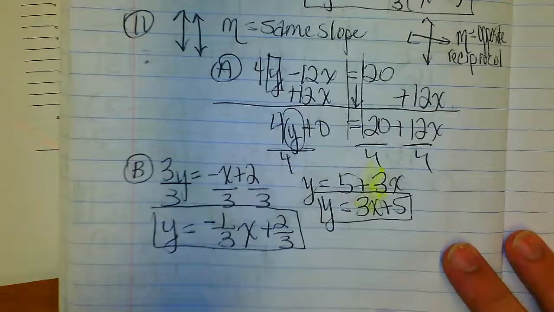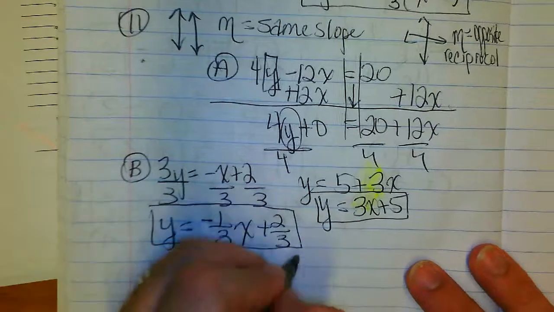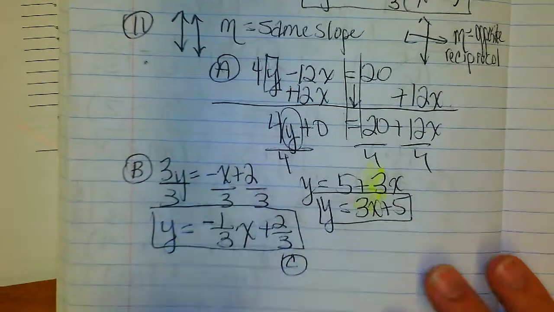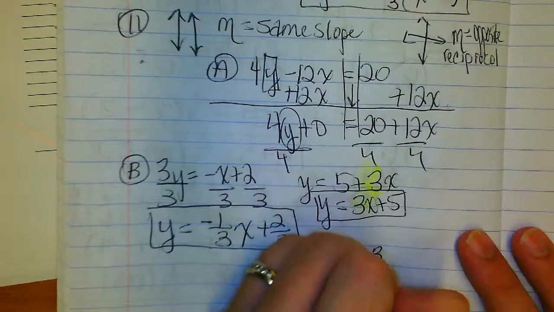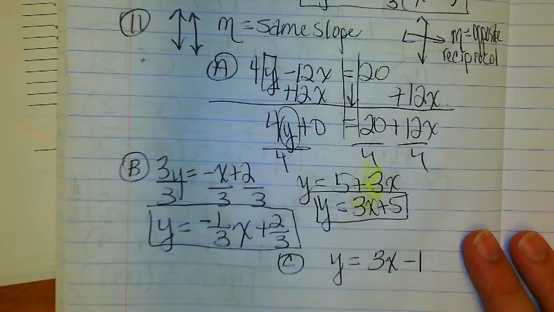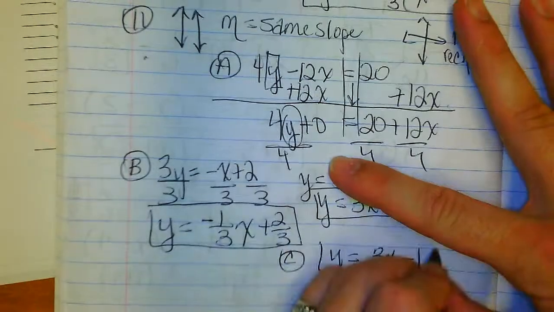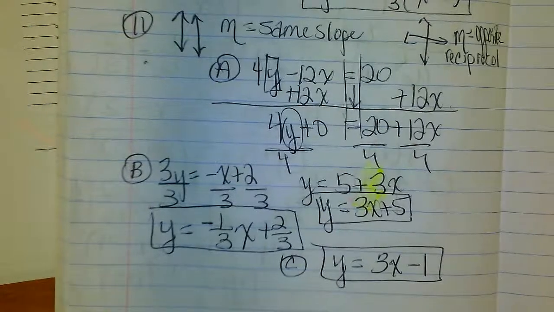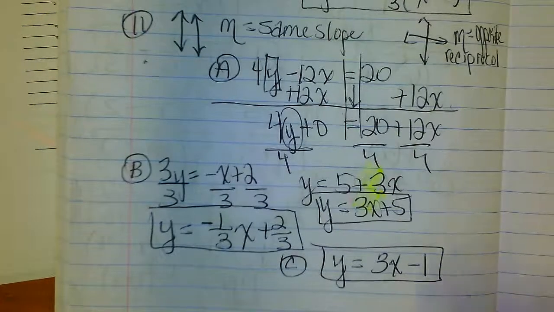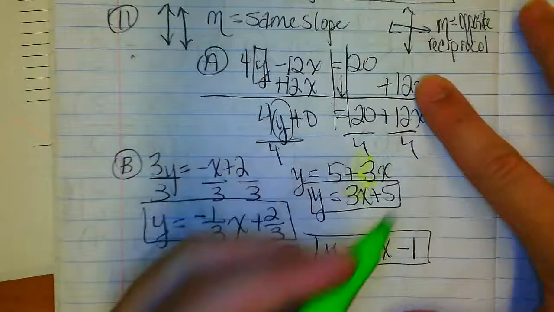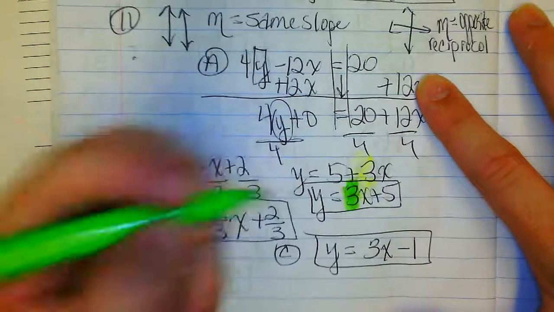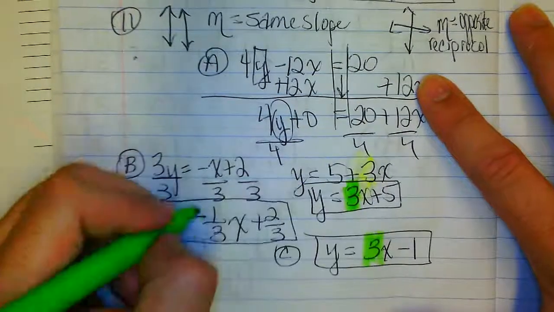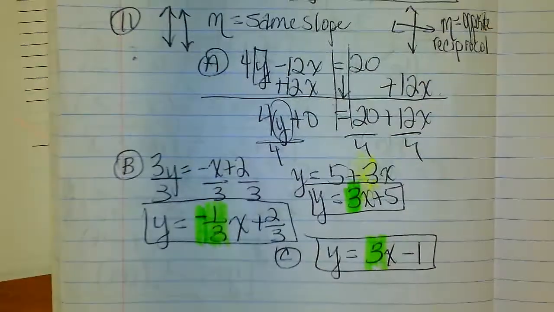Line C is already done for you. La respuesta, line C, it's already done. You just say y equals 3x minus 1. All right. So C, and here's B.